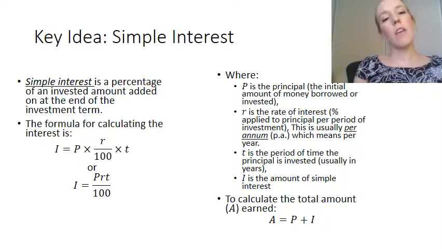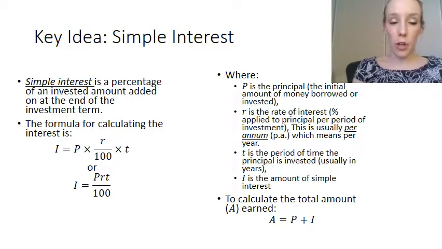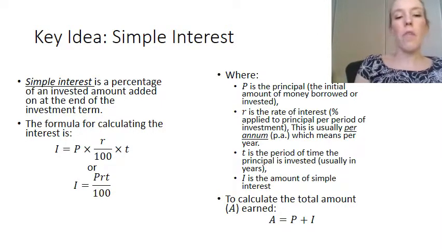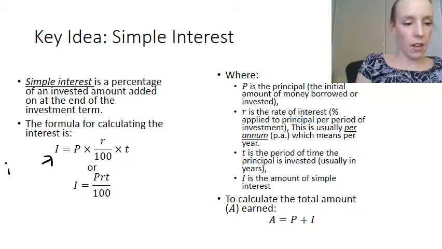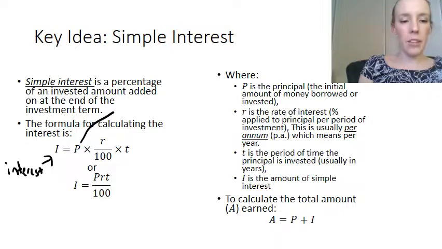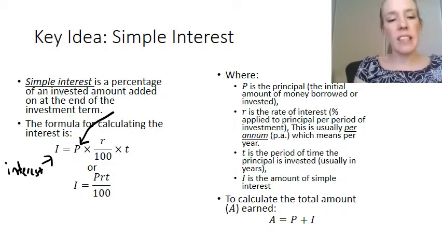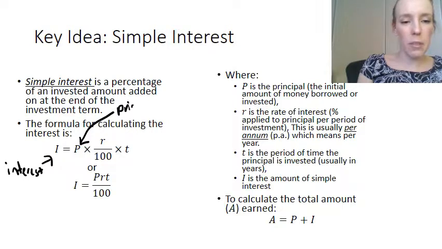Okay, so let's start off with simple interest. Simple interest is a percentage of an invested amount added on at the end of the investment term. So we've got a bit of a formula here. I stands for interest. To calculate the interest, we have to start off with our principal amount. The principal amount is what you initially borrowed or invested. So that's the principal.